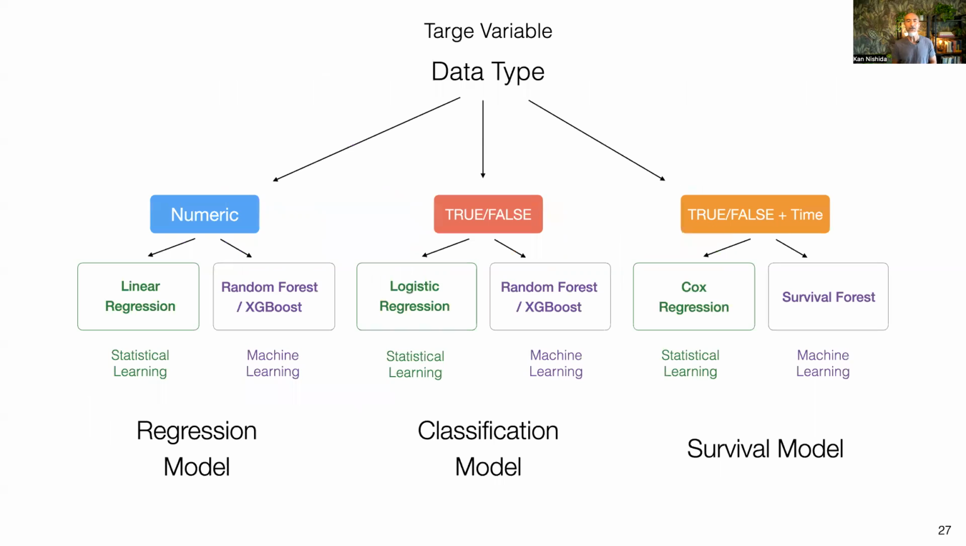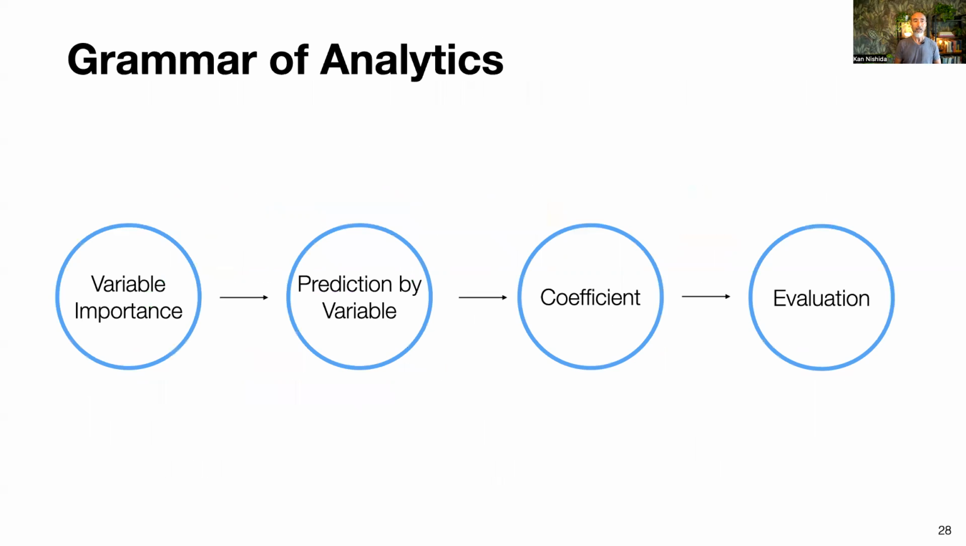There are a bunch of algorithms, and how you learn differs, because in a typical case each algorithm has a different way of understanding or provides a different output. But in Exploratory, we provide this grammar of analytics, which is the framework for interpreting any type of analytics or prediction model. So it is algorithm agnostic. These are the four things: variable importance, prediction by variables, coefficient, and evaluation.